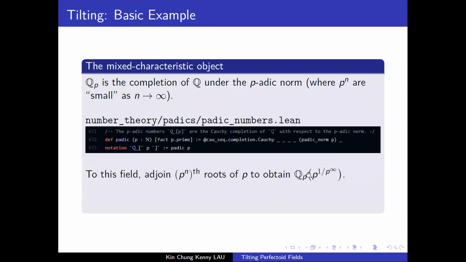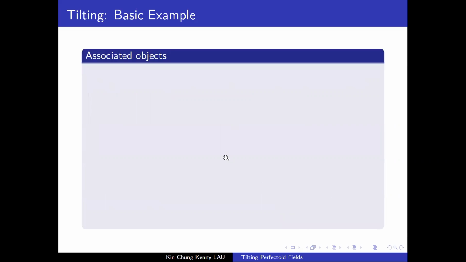And this is still not enough because somehow it is not analytically complete. So we need to complete it again. We get this field, which we call K. It is just the completion of this thing. And now this field is good enough and we can tilt it. So what does that mean?